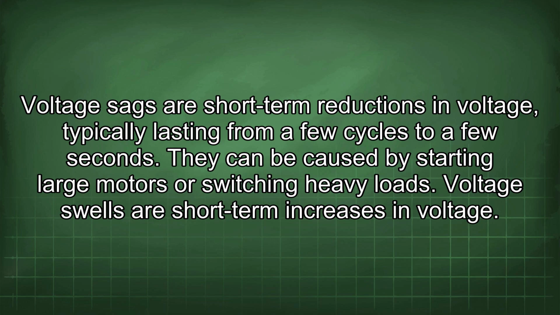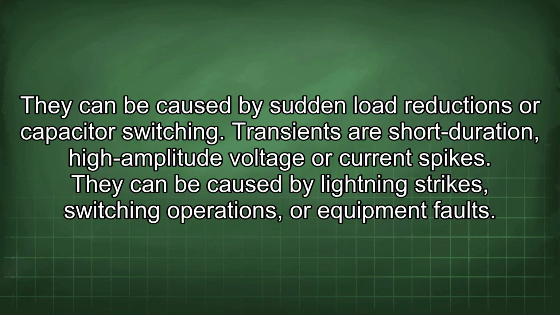Voltage sags are short-term reductions in voltage, typically lasting from a few cycles to a few seconds. They can be caused by starting large motors while switching heavy loads. Voltage swells are short-term increases in voltage. They can be caused by sudden load reductions or capacitor switching.